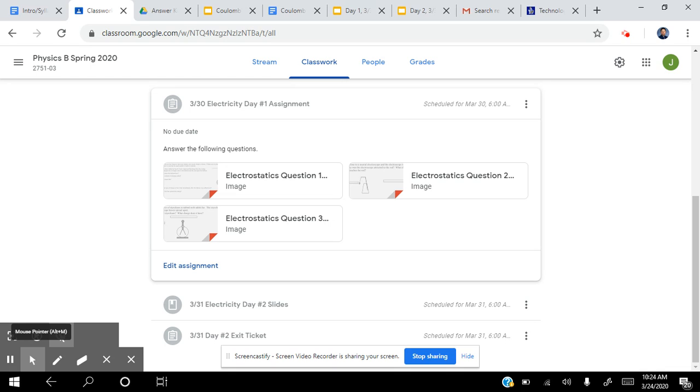So what you will be turning in every day is going to be your exit tickets. Those are actually going to be graded. So please make sure you're doing your exit tickets every single day. But the actual assignments themselves are just to kind of help you understand the content. But let's take a look at this first one here. Electrostatics question number 1.